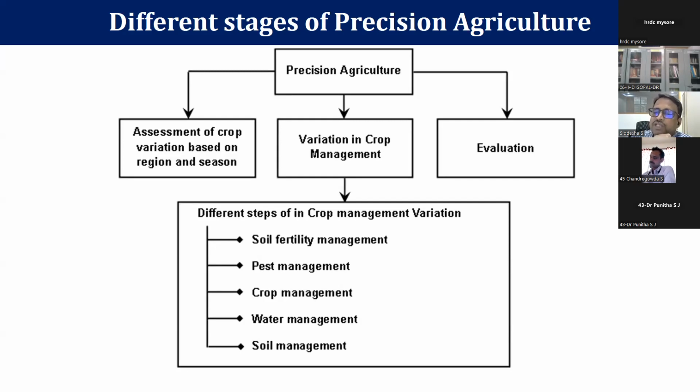And also based on the season, suppose if it is rainy season, in the sense we have to think of any crops which need much water. And if it is going to be summer, in the sense we need to think of other things. And also variation in crop management.